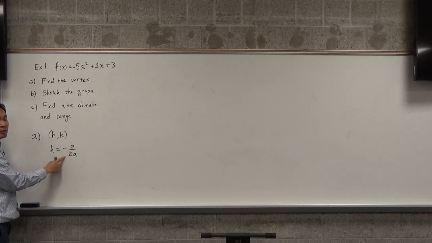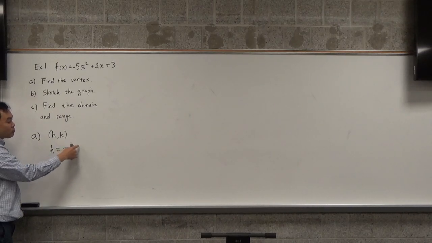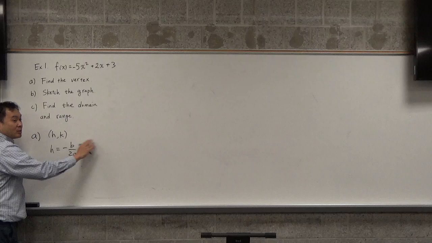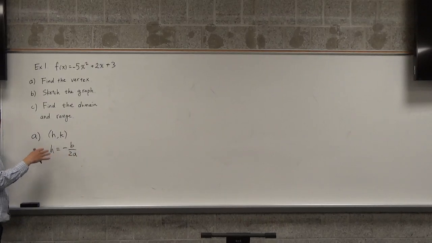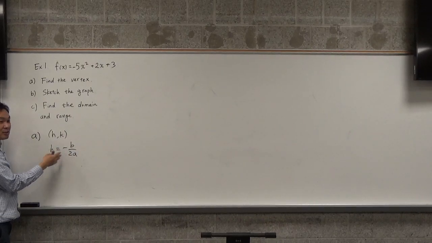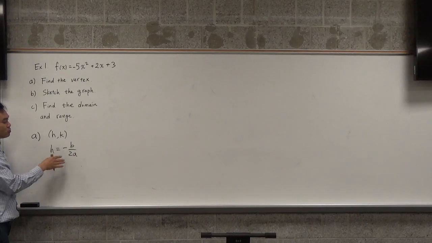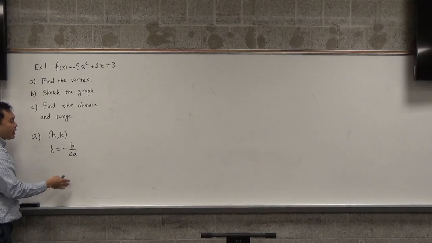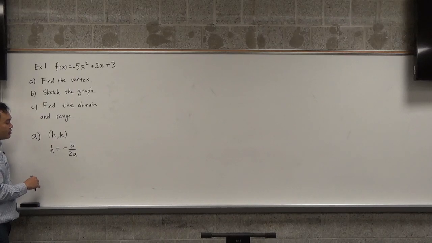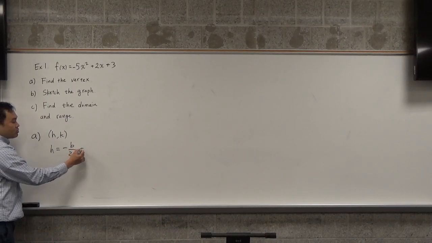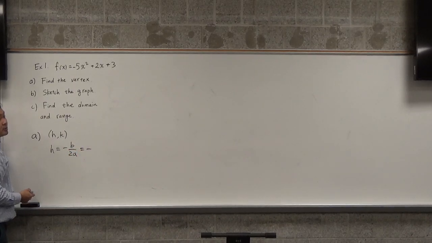Negative b over 2a. It's from the quadratic formula, right? It's negative b plus or minus some square root. We delete that part, and we had a whole discussion why it is so. But anyways, this will be the x-coordinate of the vertex.